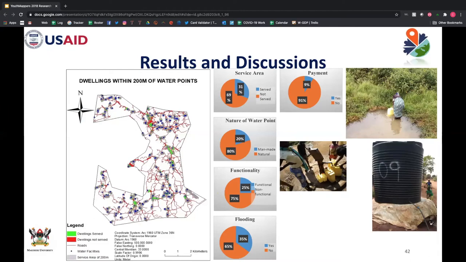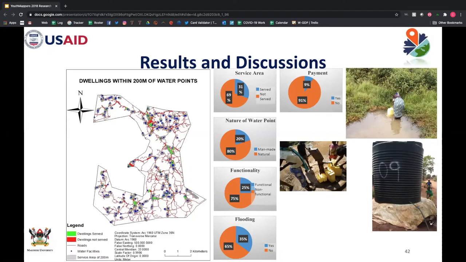In as much as proximity to water points is very important, there are other factors that have to be taken into consideration, such as the nature of the water points, the functionality, flooding, and cost. Out of all the water points that we collected, 20% were man-made and 80% were natural points. The man-made points are boreholes and tanks, whereas the natural ones are just points at a given stream where people collect water and the like.